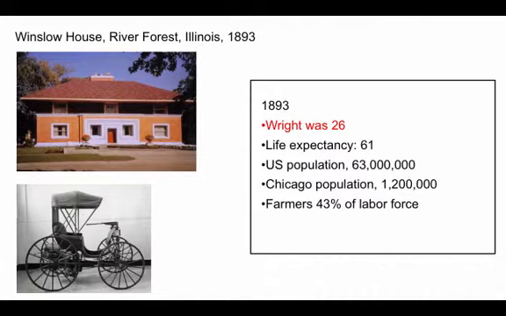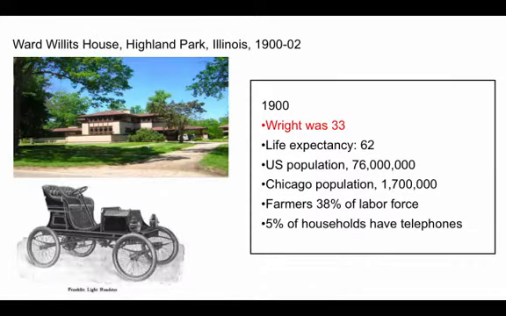In 1893, Wright built this house. His first house on his own, after he left Sullivan. This is what an automobile looked like. Life expectancy had moved up a year. Population had doubled. Chicago had exploded. It's now 1.2 million. That's bigger than big cities in the U.S. today. And only 43% of the workers are farmers.